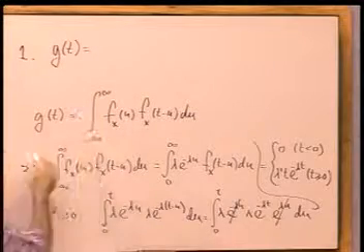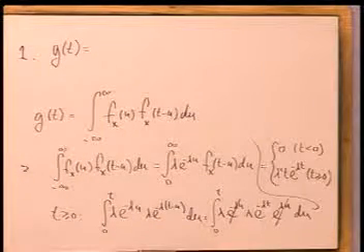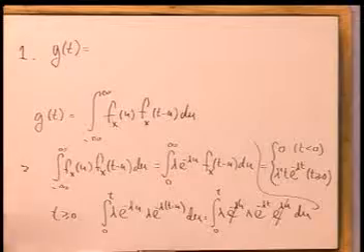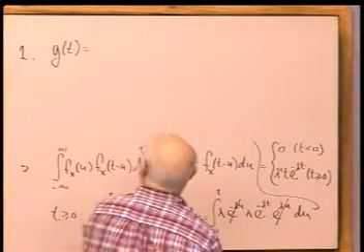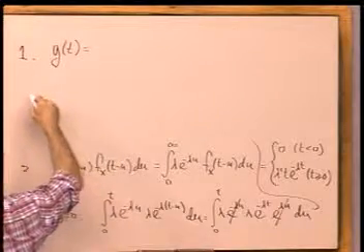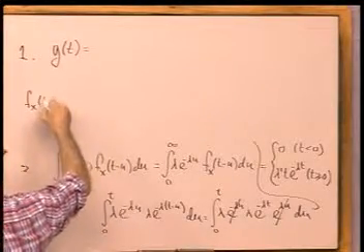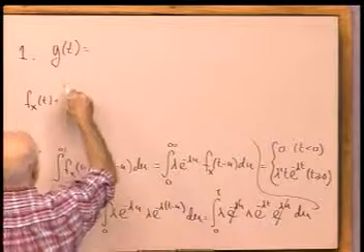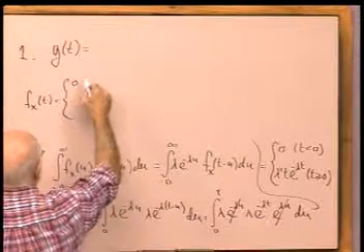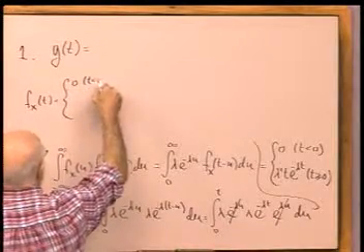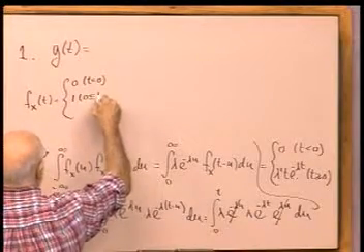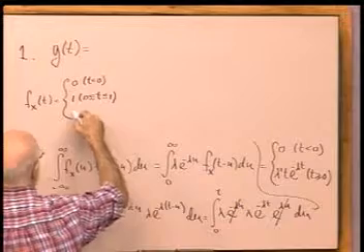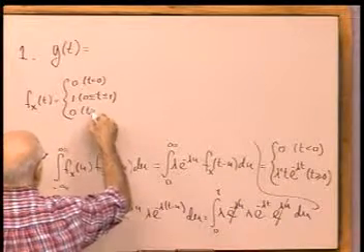Okay, now in case number 1, let me rewrite what the f is. So I think I'll do that here. So case number 1, the little f is equal to 0 if t is negative. It's equal to 1 if t lies between 0 and 1. And it's equal to 0 if t is greater than 1.